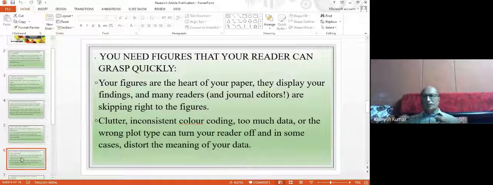So your figures, whatever you are representing, should be the heart of your paper. It should be able to display what exactly the problem is and the solution you are trying to find out. It should tell us what your findings are in terms of that particular problem. These are the things which need to be looked at. So as much as possible, you try to identify these things. And if it is a science article, obviously you need to do some kind of experimentation and all that.